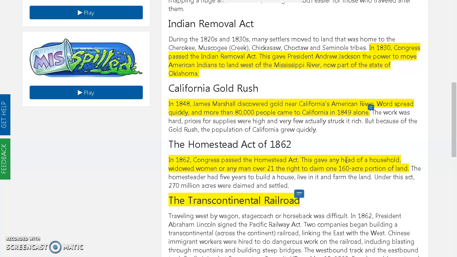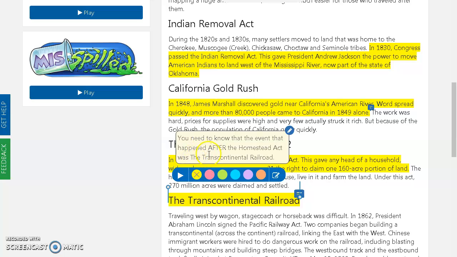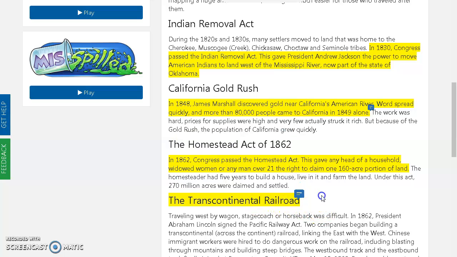Next, you're going to have a picture of the timeline. On this timeline picture, you have it on your actual handout of your newspaper, but you need to know which event happened right after the Homestead Act of 1862, and that was the Transcontinental Railroad. And right here, I have it tucked in on my screen, that you need to know that the event that happened after the Homestead Act was the Transcontinental Railroad.